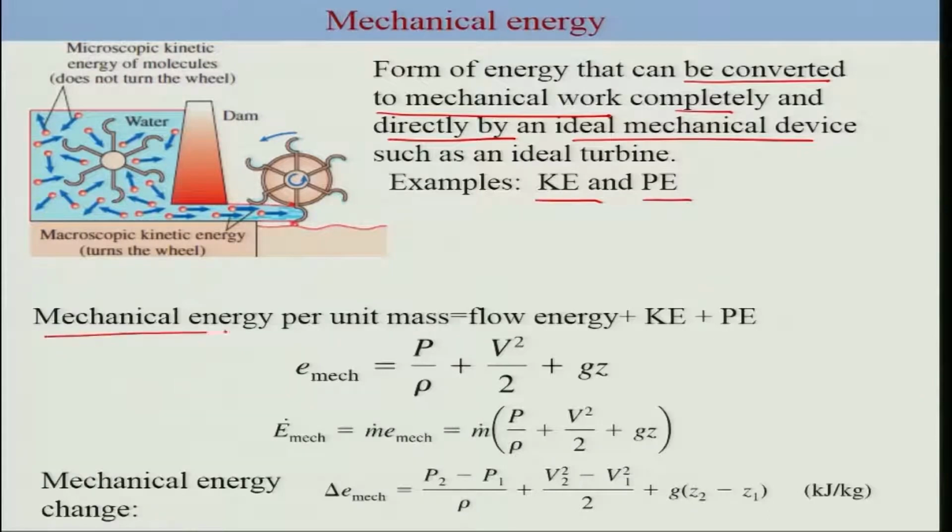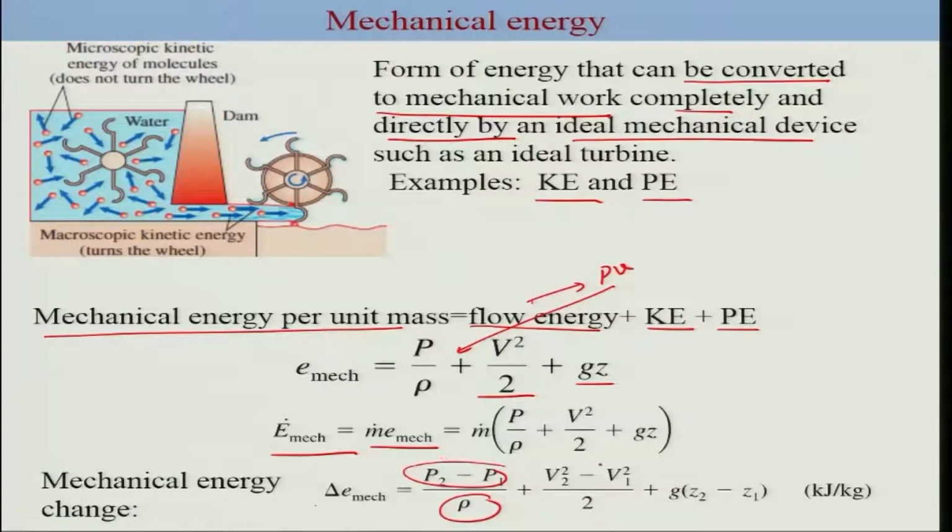So mechanical energy per unit mass includes flow energy, which is nothing but flow work, plus kinetic energy plus potential energy. This is nothing but PV, which can also be written as P by rho, and this is your kinetic energy, and this is that. In terms of rate, we can write in this form. So you can find the change in the mechanical energy for incompressible fluid. It will be simply a difference in pressure, the difference in kinetic energy, and the difference in elevation.